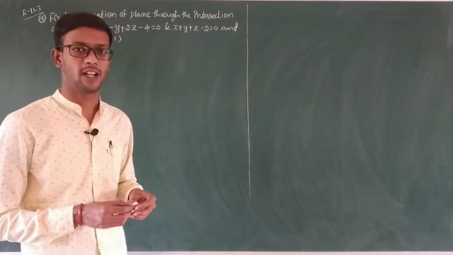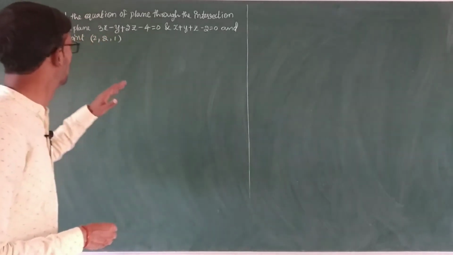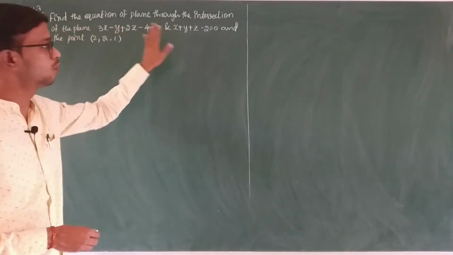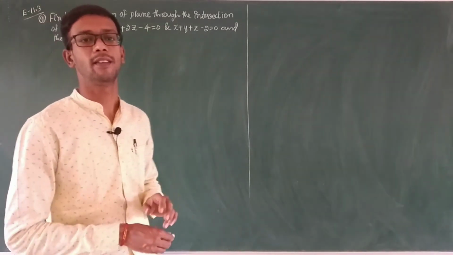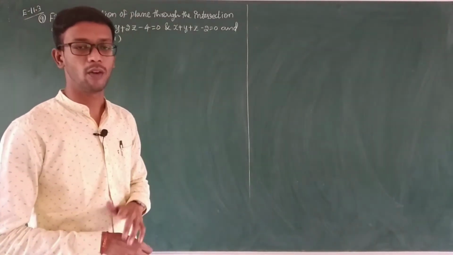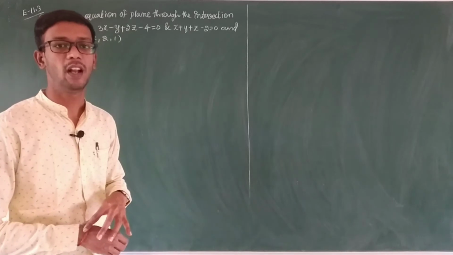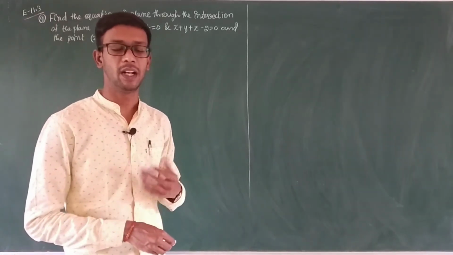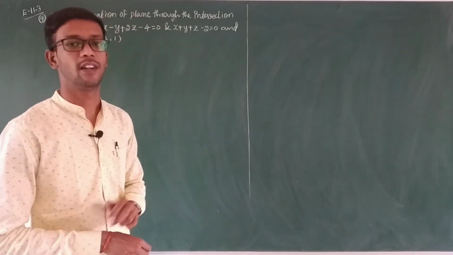Next, exercise problem number 9. Find the equation of the plane through the intersection of the planes. Two planes are given in Cartesian form, so now you have to find the equation of the plane in Cartesian form. In the previous problem we found the vector equation; similarly, we have to find the Cartesian equation here.